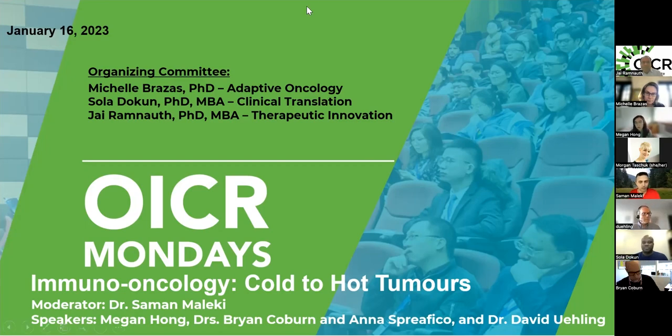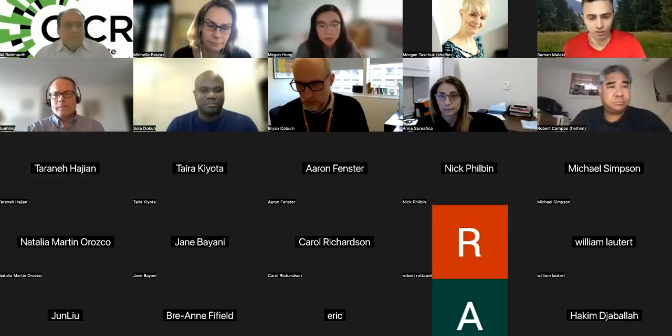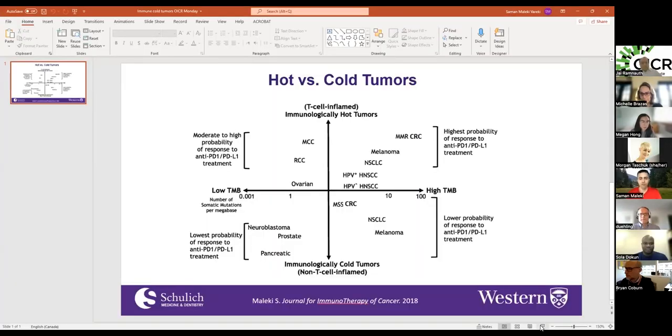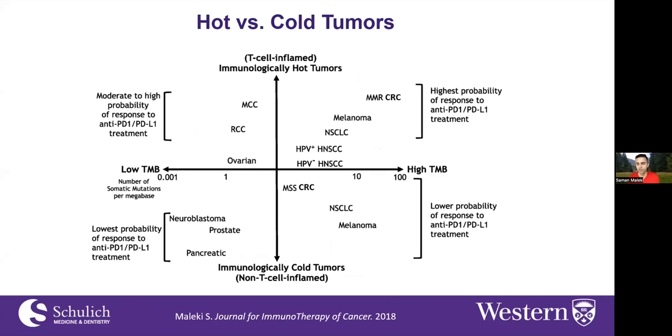Thank you very much, Jay, and I would like to welcome everybody to this OICR Monday session. So I'm just going to share one slide that I have before I introduce the speaker. The topic of the day today is how to transform cold tumors, or immune cold tumors, to immune hot. And for us to understand that, it's important to understand what it is that we really define as hot and cold tumors.